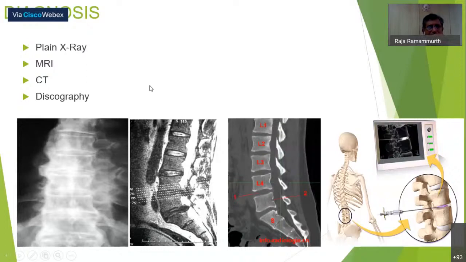Then the third diagram is the CT, the computed tomography, where we can see the lumbar vertebrae, the spinous processes and the other soft structures. Then the last diagnostic procedure, the recent one, is called discography. You can see the discography, where they insert a needle and see how much disc problem has happened, whether the disc problem is in the center or in the periphery. They will see it through the discography.